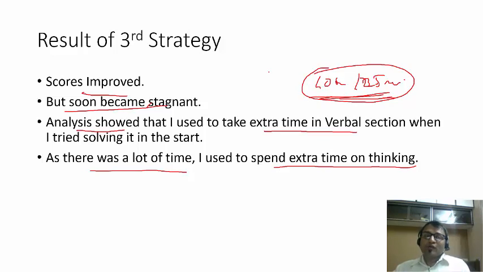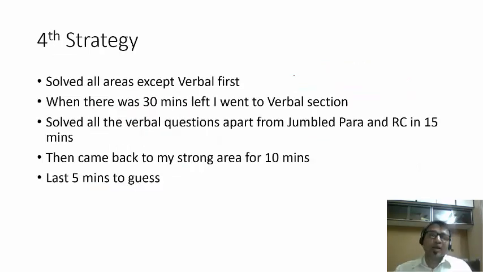And I also realized that whether I solve verbal at the start or at the end, my accuracy is the same. It doesn't change. So I had a fourth strategy. I solved all areas except verbal first. I had made visuals my strong area, so I started with logic, maths, DI and visuals.